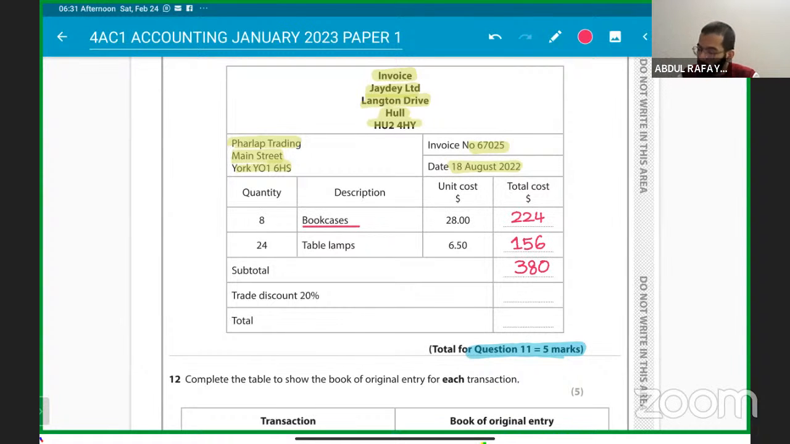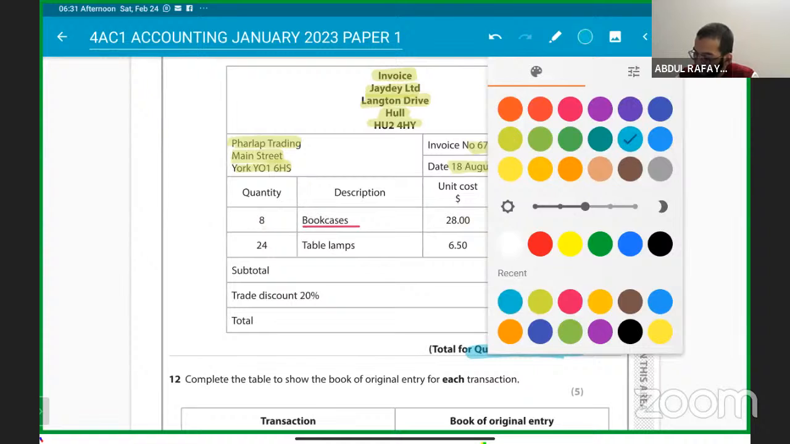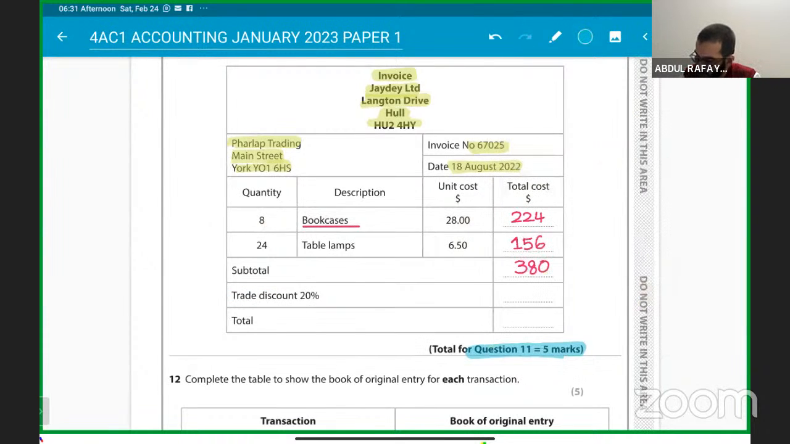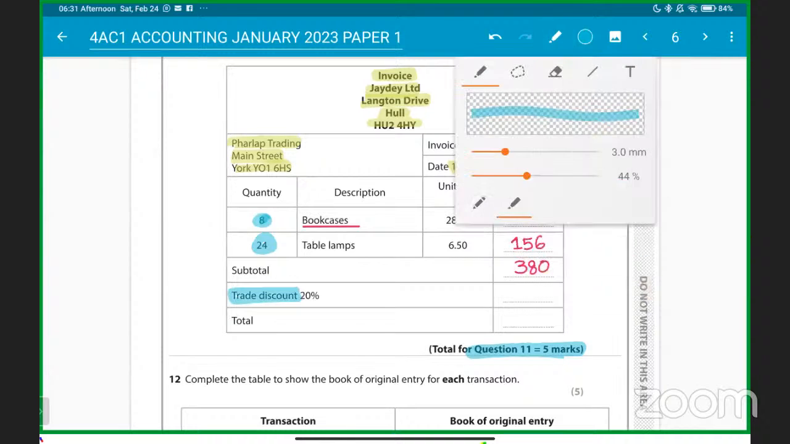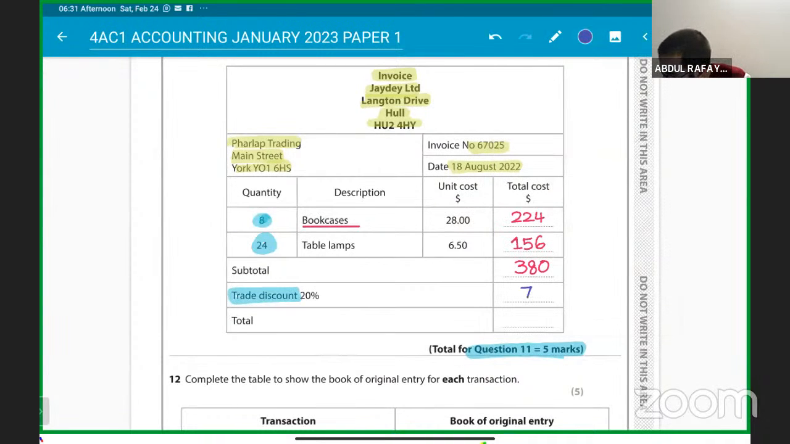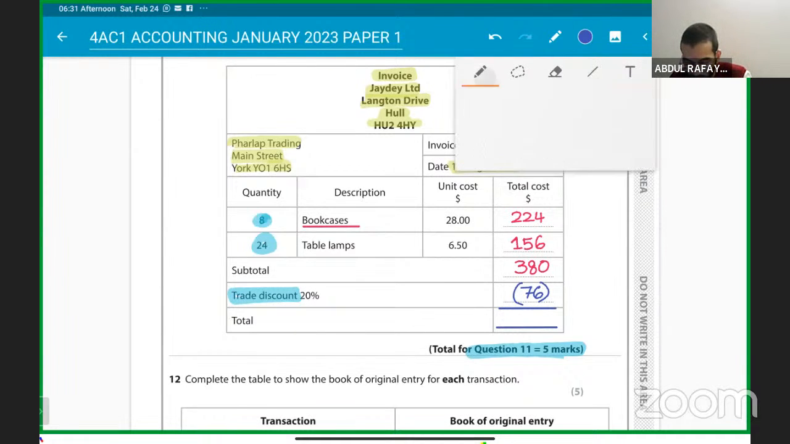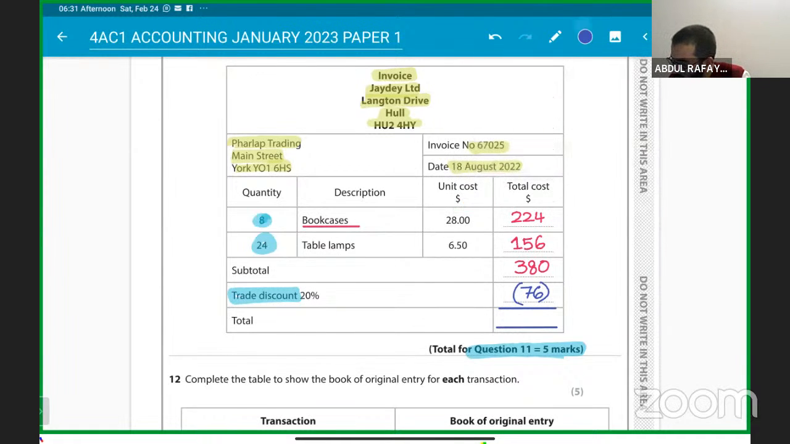$380, and there is a trade discount given, and we already know that trade discount is given based on buying in bulk quantity. Are you following with me? Yes, sir. The trade discount is $76, sir. Subtracted, so eventually the total invoice value will be $304. Okay. Got that clear?